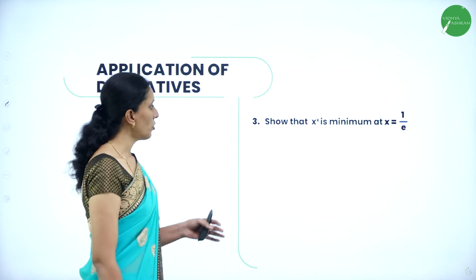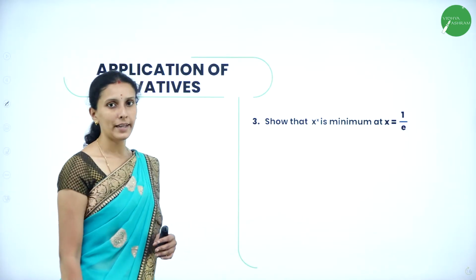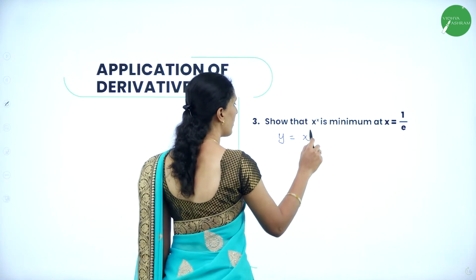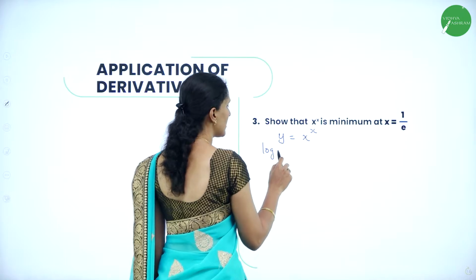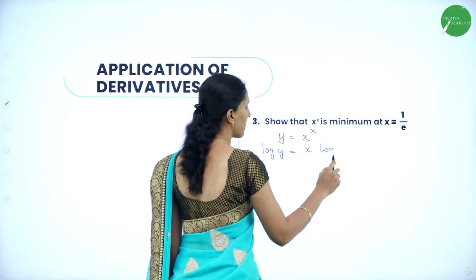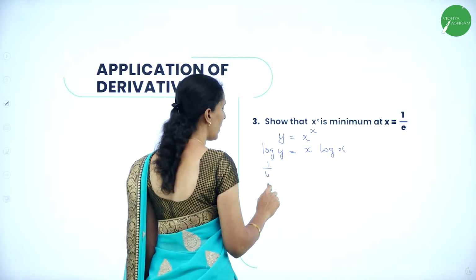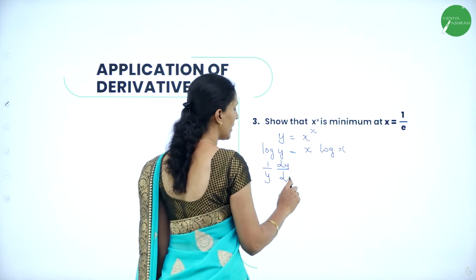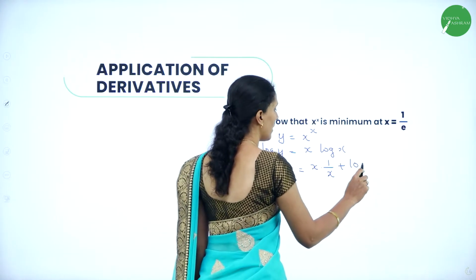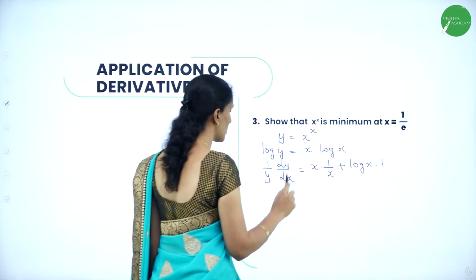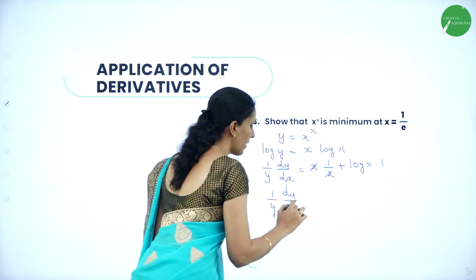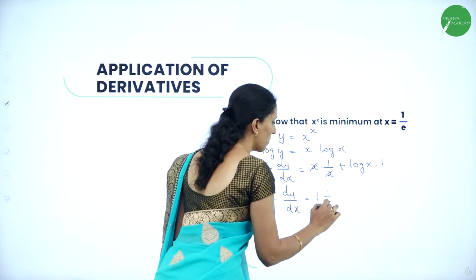Next, we have, show that x power x is minimum at x is equal to 1 by e. Let's take y is equal to x power x. Apply log on both sides since this is in the form of powers. So, log y equals x log x. Differentiate it: 1 by y into dy by dx is equal to first function into derivative of the second plus second function into derivative of the first. So, here I can write this as 1 by y dy by dx is equal to 1 plus log x.